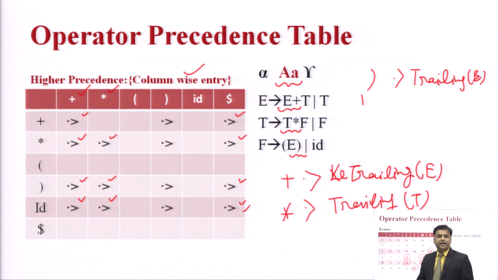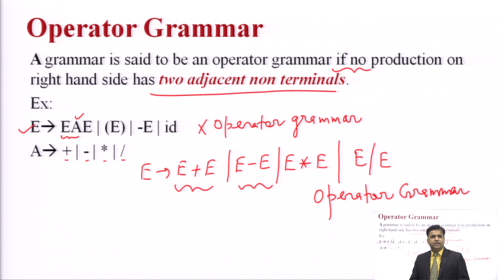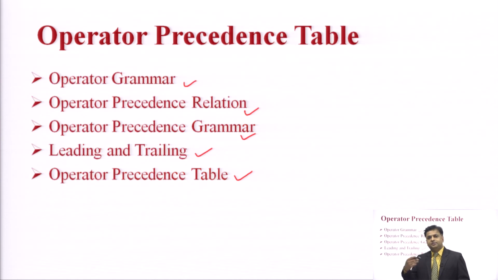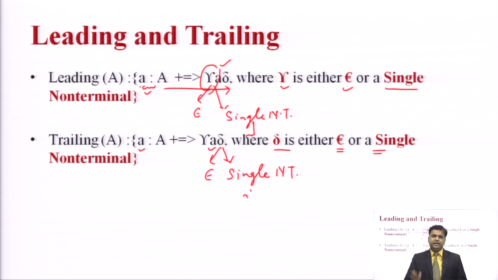Again I conclude my lecture. In this lecture what we have seen, our objective was to find out the precedence relation table. For that we learned the precedence relations, it may be less precedence, higher precedence or equal precedence, and next is how we can find the relations between two terminal symbols, that can be computed with the help of the leading and trailing.